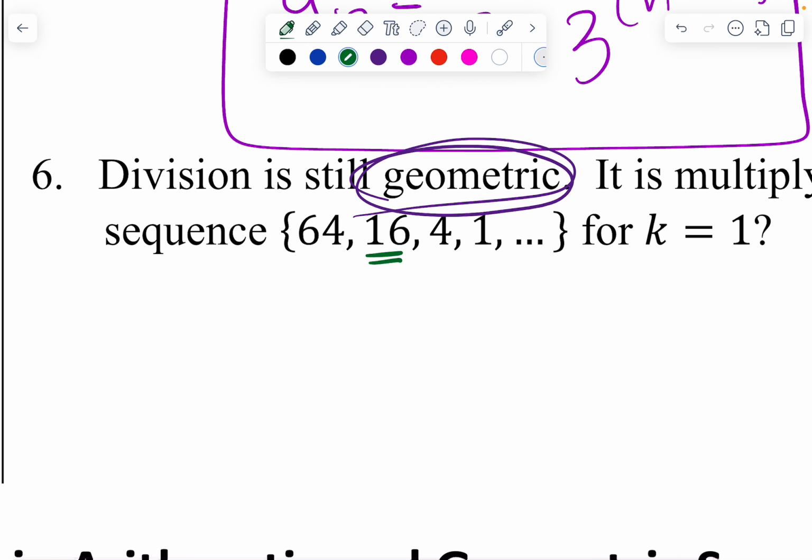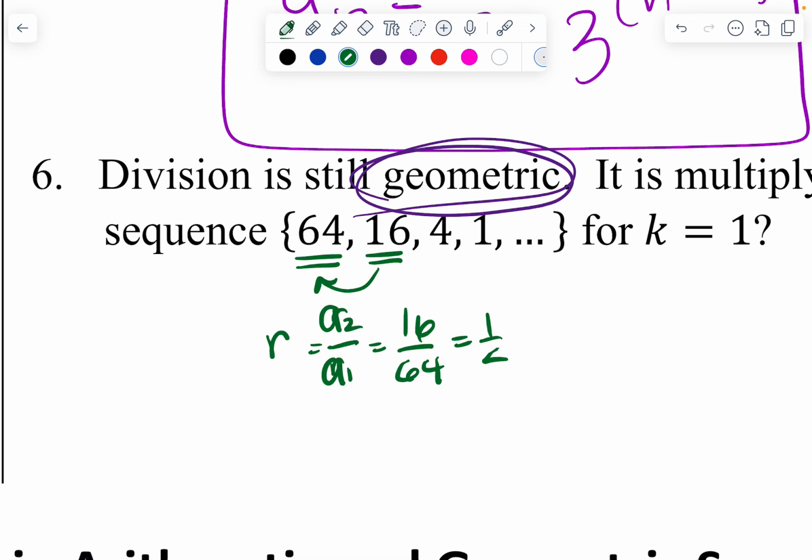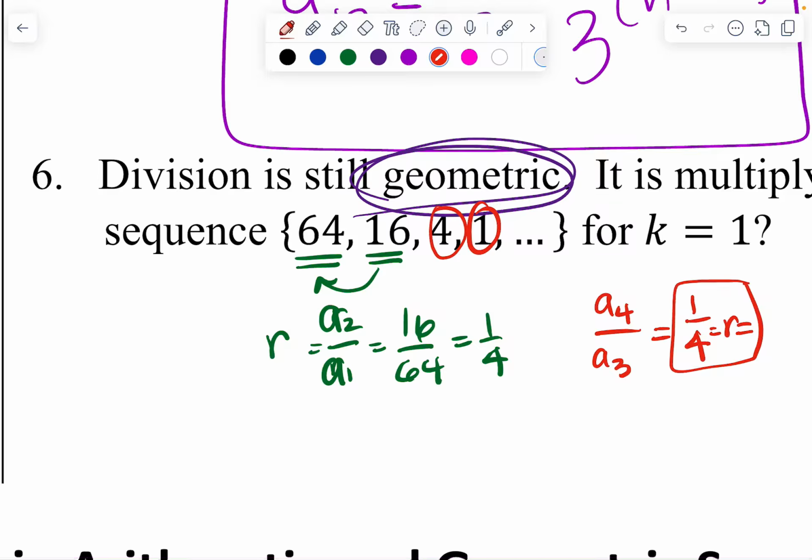If I take a2 divided by a1, that's your r. So what's 16 divided by 64? I can simplify this to 1/4. I can also take that fourth term, any term, divided by the one before it, which would also be 1/4. So we know the common ratio is 1/4.